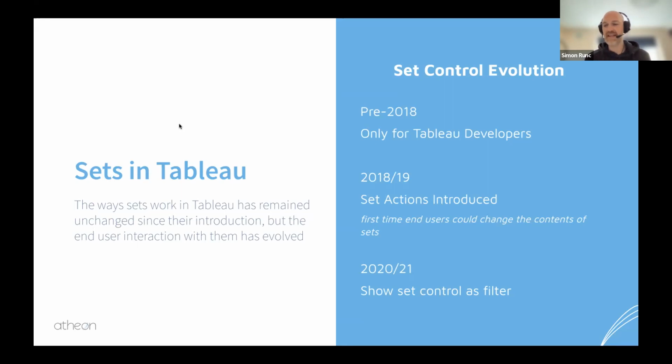Would it clear the set? Now, there are some good hacky workarounds out there that I do use. You can create buttons that allow you to remove elements from a set, et cetera. But only having actions as a user interface for sets was limited because it wasn't always the best way of doing it. And then in 2020, 2021, we got the show set control option.